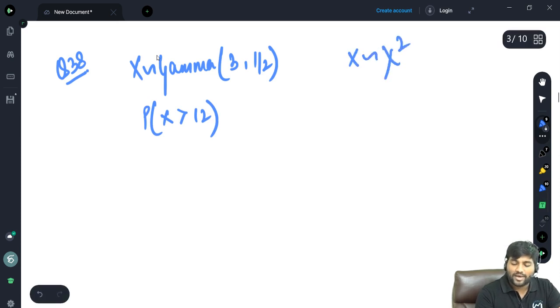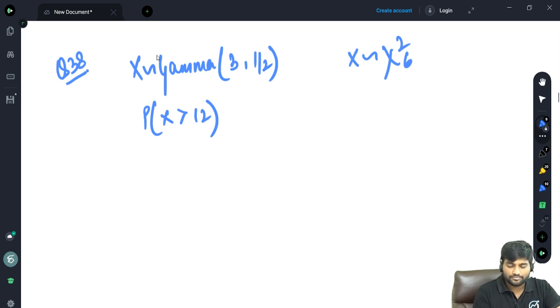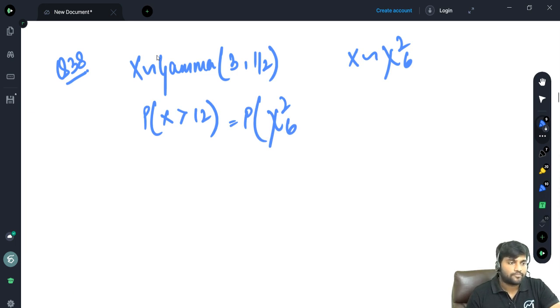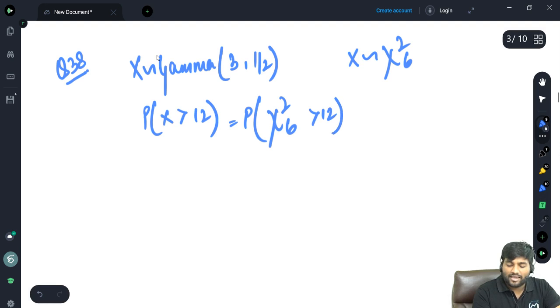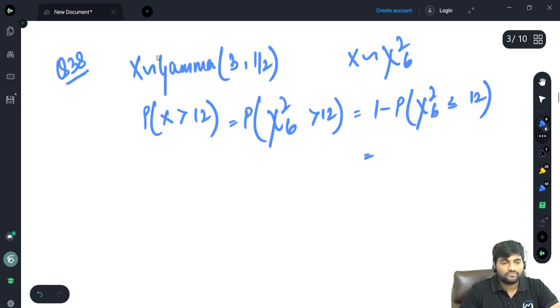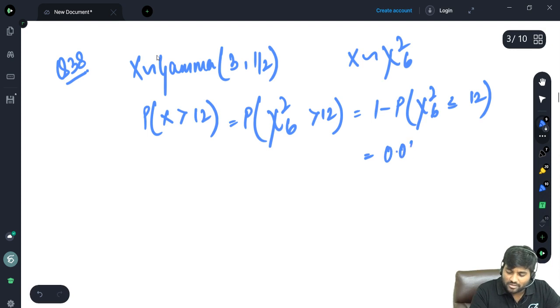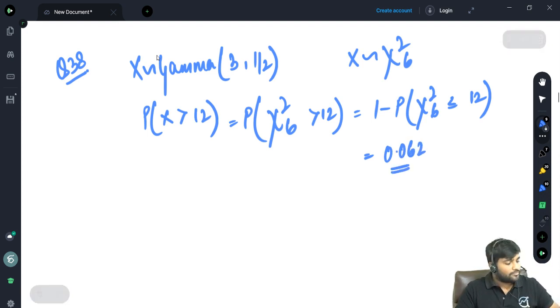So x follows chi square 6 degrees of freedom. So probability chi square 6 is greater than 12, which is 1 minus probability chi square 6 is less than or equal to 12. Now solve. Under 6 degrees of freedom look for 12. What is the final answer? 0.062. Any doubts till now?